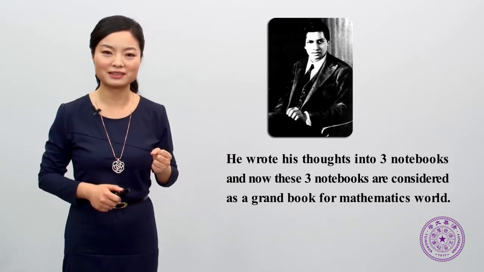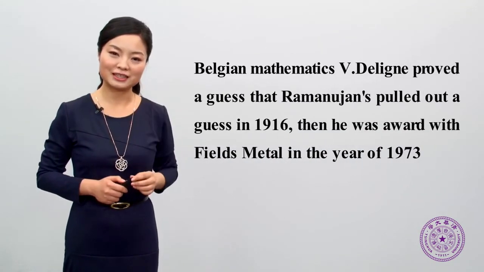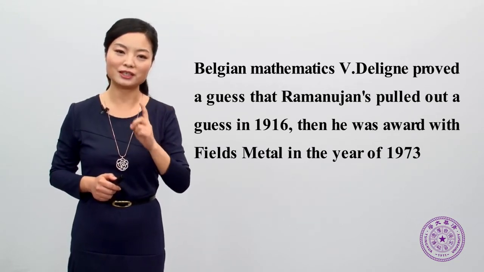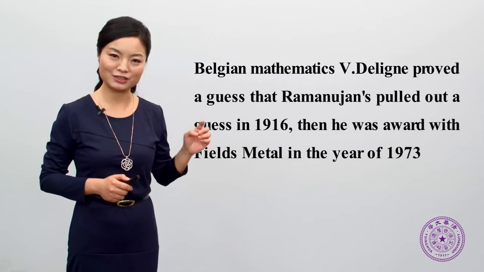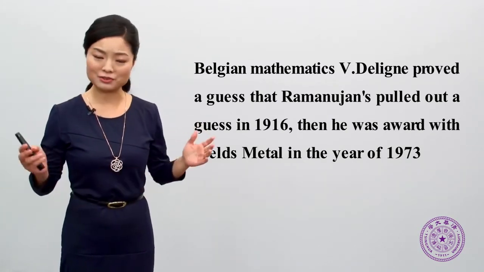And now these 3 notebooks are regarded as a very interesting book in mathematics. One of the mathematicians was trying to prove Ramanujan's guess proposed in the year of 1916. Then this mathematician was awarded the Fields Medal in the year of 1973.